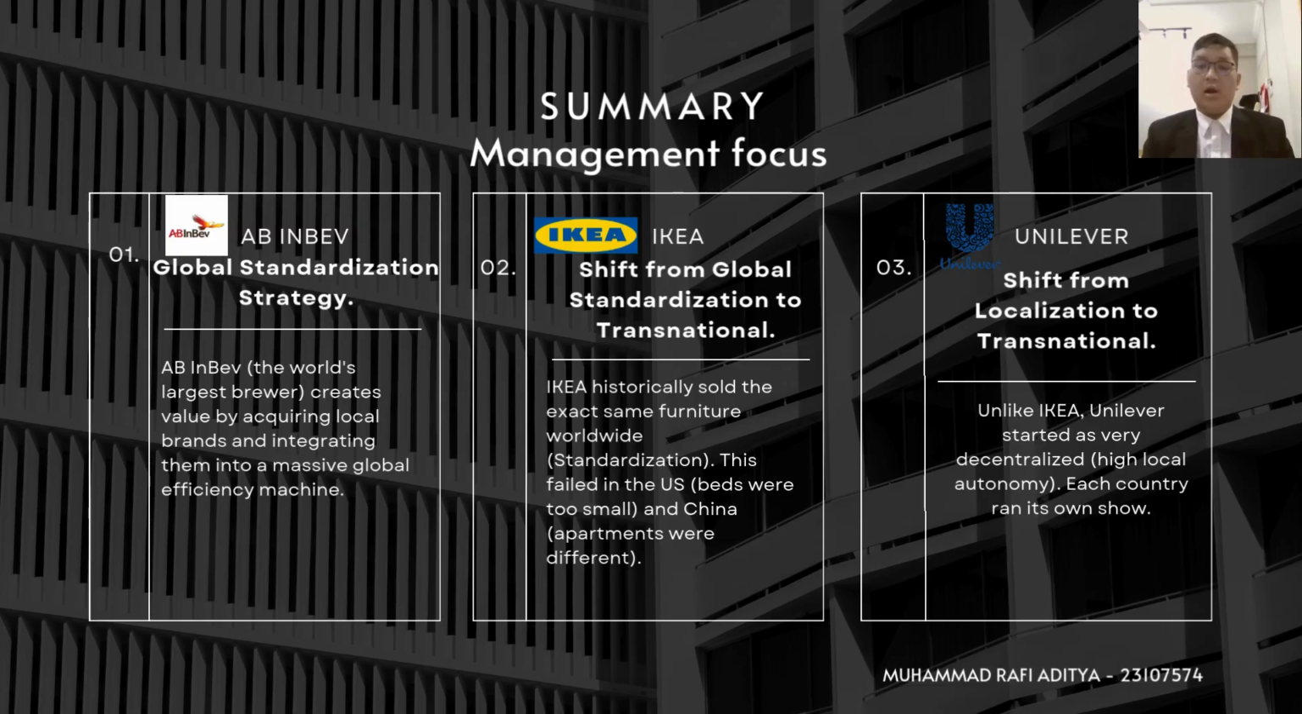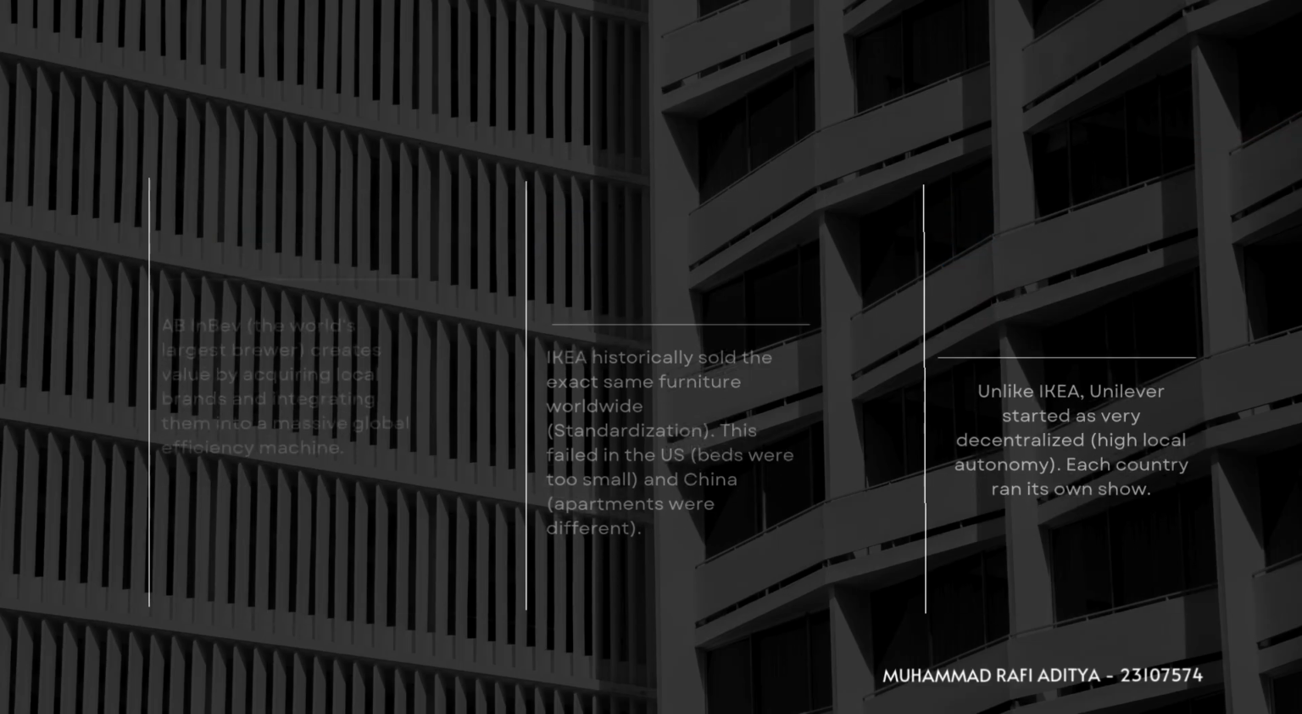And finally, we look at Unilever. Historically, Unilever allowed its local subsidiaries total freedom, a classic localization strategy. However, to compete today, they have to tighten control and centralize operations to save money. Their journey shows the difficulty of moving toward a transnational strategy, trying to gain global efficiency without killing the local agility that made them successful.